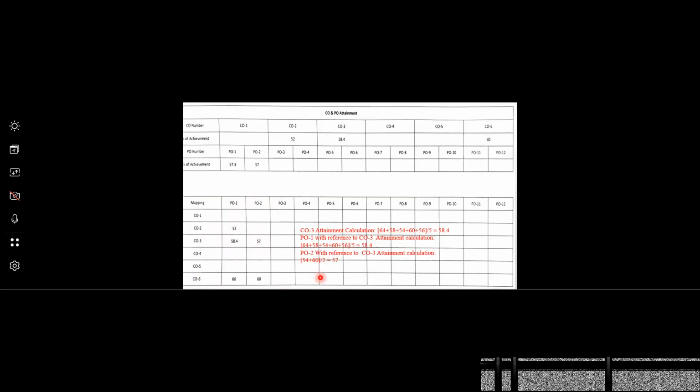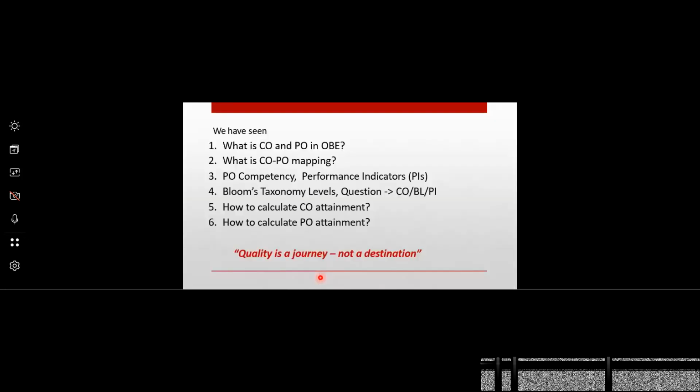Yes, sir. Okay, fine. So next slide please. So this is what we have learned in this session. We are seeing what is CO, what is PO in OBE, what is CO-PO mapping. We have also touched upon PO's competency performance indicators.